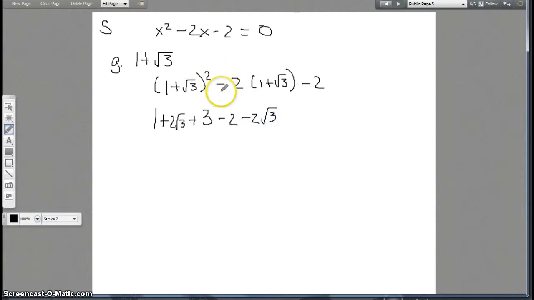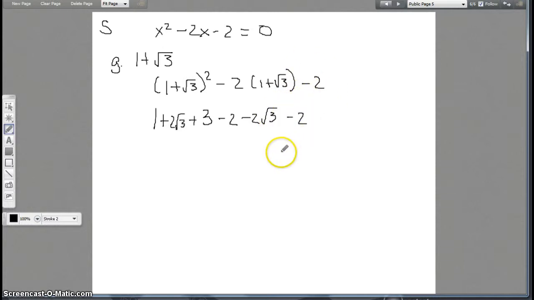Be very careful that you apply this negative to both of these because this negative 2 is in front. That means it's negative 2 times the positive 1 and negative 2 times the square root of 3. Don't just apply it to the first term. It needs to be applied to both. And then at the very end, we have minus 2.